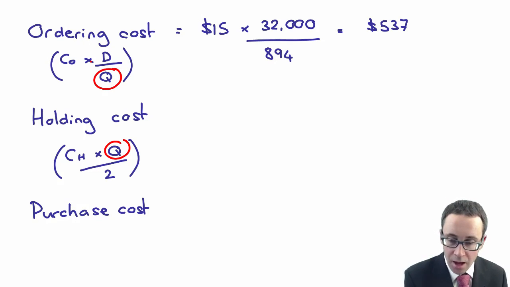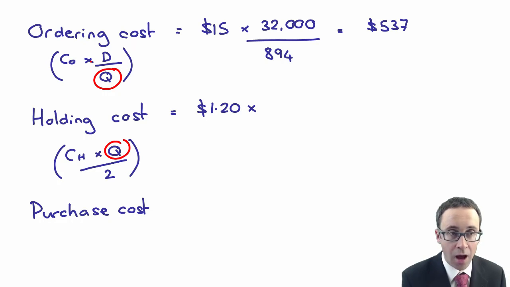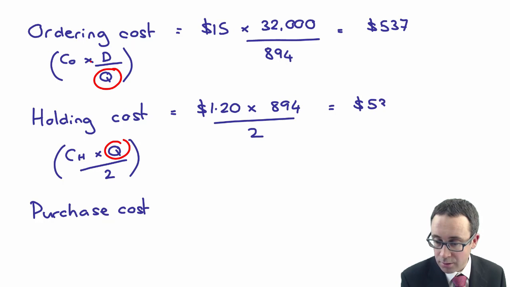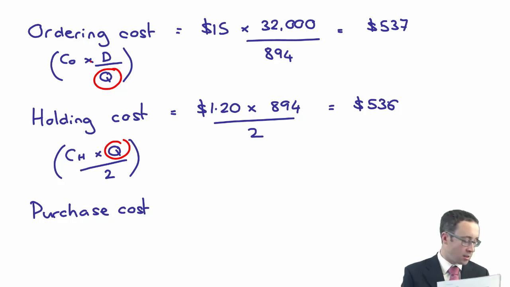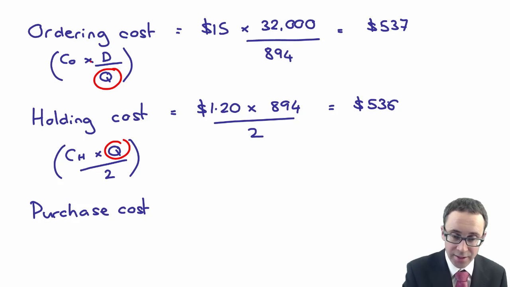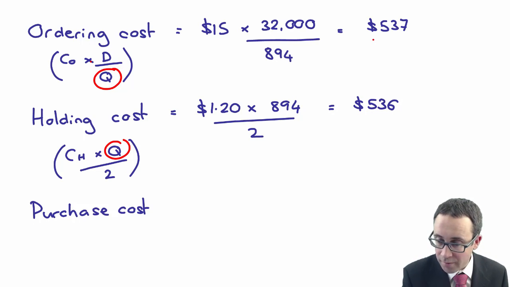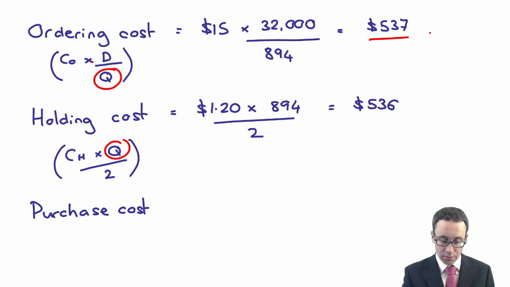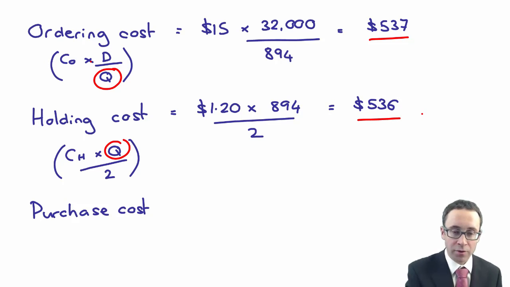Okay. The holding cost there is $1.20. The quantity we have is the 894, and then we divide that by 2 to keep it as a simple average. So I think it's 536. Okay, let's just tap it on your calculator and check. 32,000 divided by 894 times 15 is 536.91. So yeah, 537. And then for the holding cost, 1.2 times 894 divided by 2 is 536. Okay, excellent. So we've got those right there.